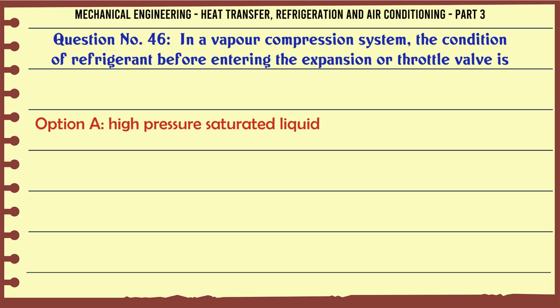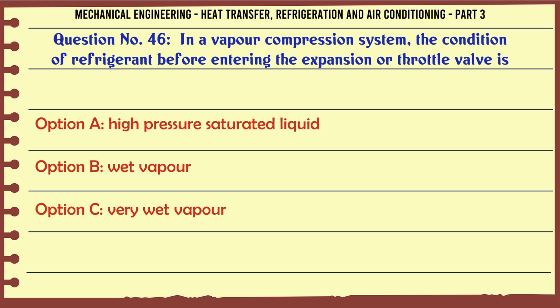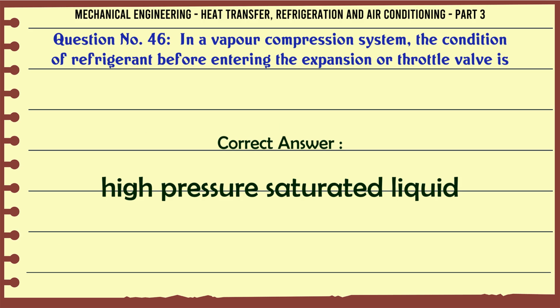In a vapour compression system, the condition of refrigerant before entering the expansion or throttle valve is: A. High pressure saturated liquid. B. Wet vapour. C. Very wet vapour. D. Dry vapour. The correct answer is high pressure saturated liquid.